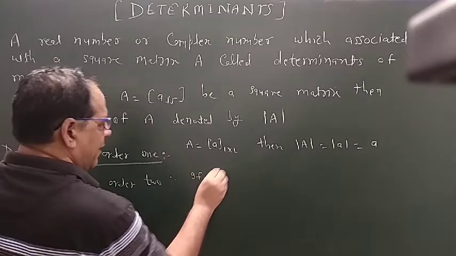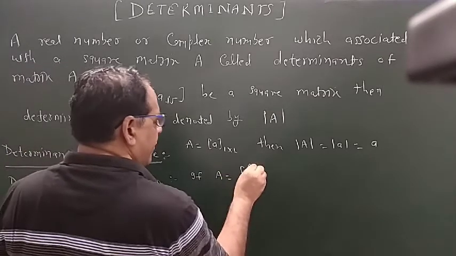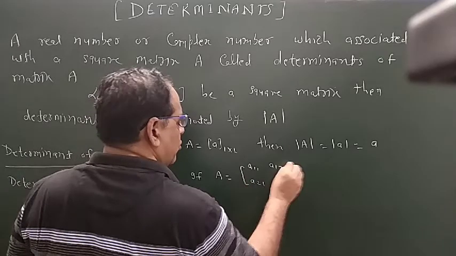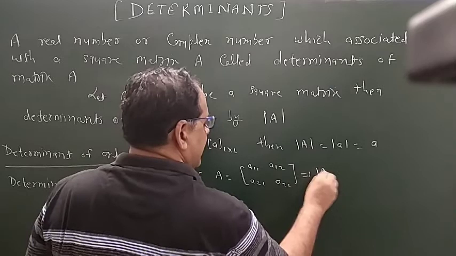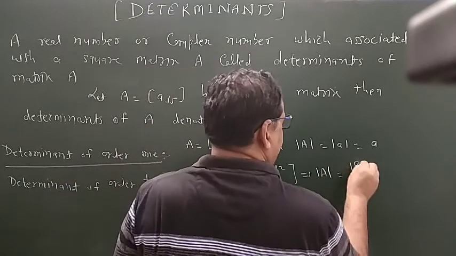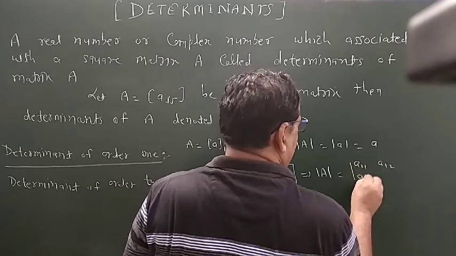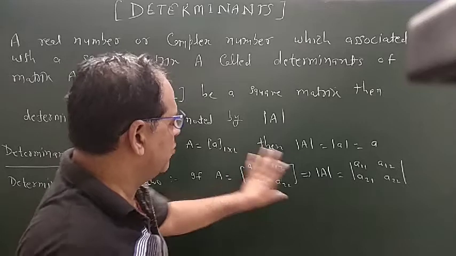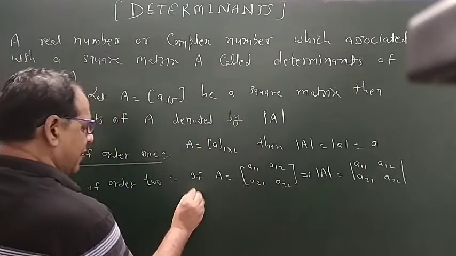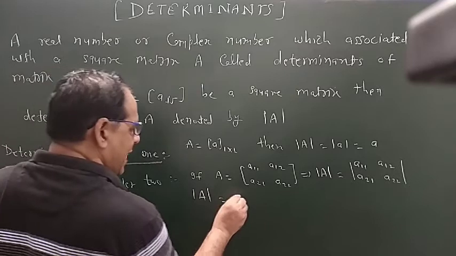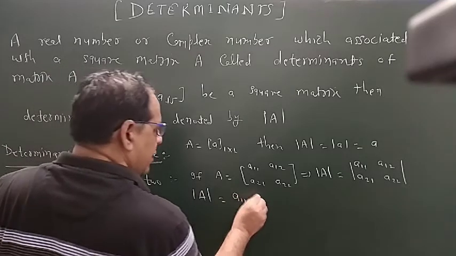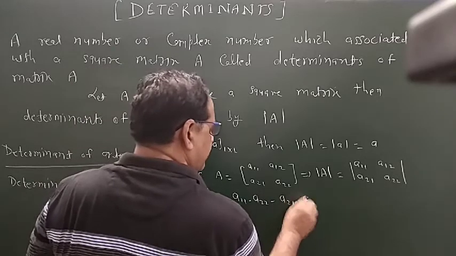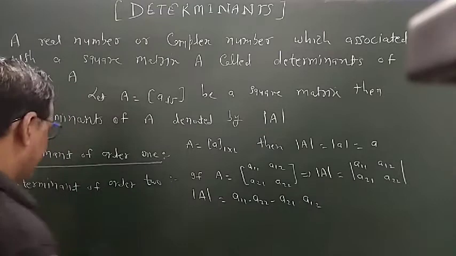If A equal to [a11, a12; a21, a22], then the determinant of A can be written as |a11 a12; a21 a22|. This is the square matrix of 2 by 2. Now the determinant of A can be expressed as a11 into a22 minus a21 into a12.